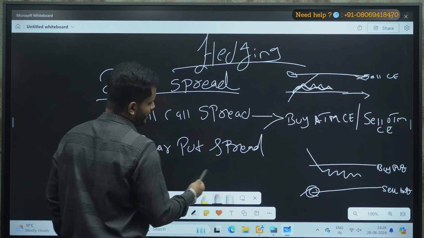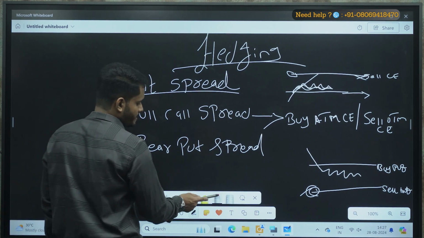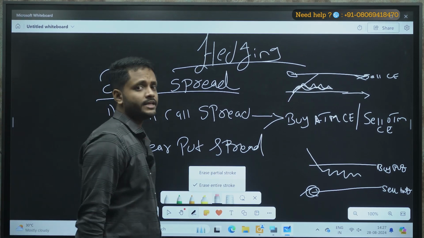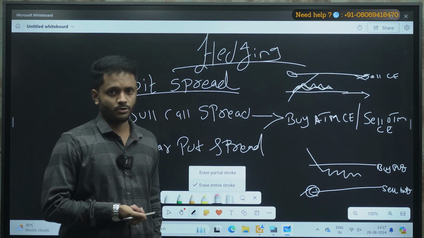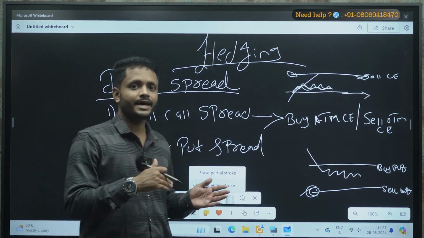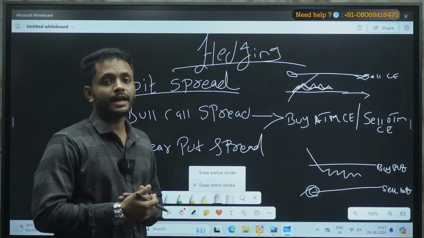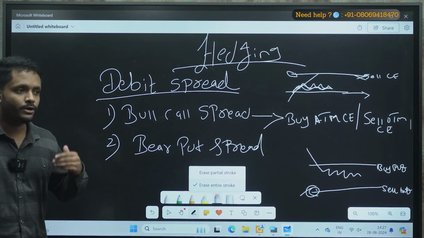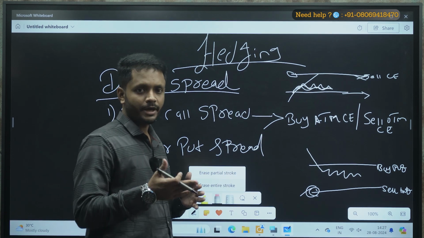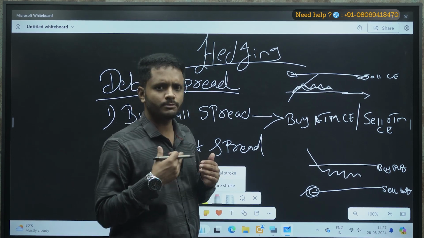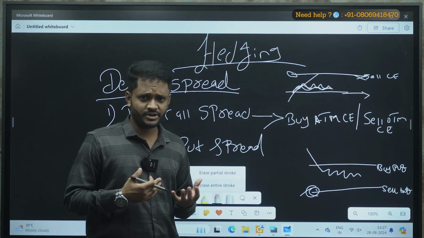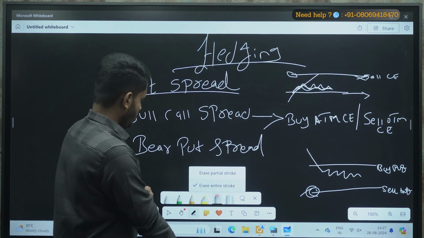Correct? So this is how you can hedge your positions if you are an option buyer. Sometimes what retailers do is they just go and buy an OTM strike call or OTM strike put, and the stock doesn't hit their target, it oscillates and the entire premium vanishes. So instead of buying an OTM put and anticipating a big move, you can simply go with a bull call spread or a bear put spread. That will be a kind of hedging strategy which will definitely help you.